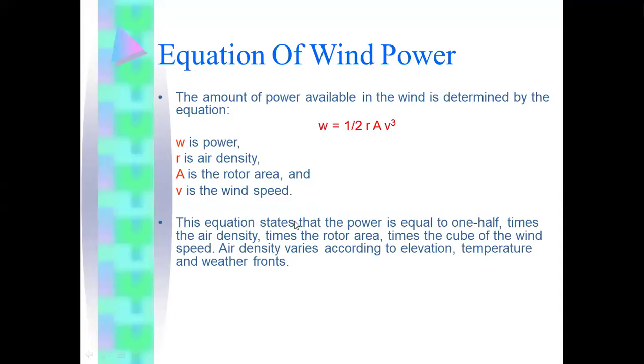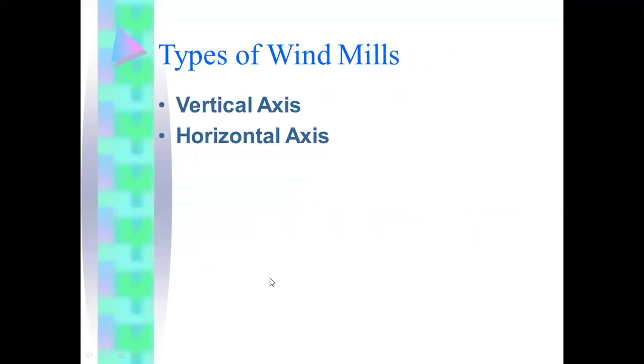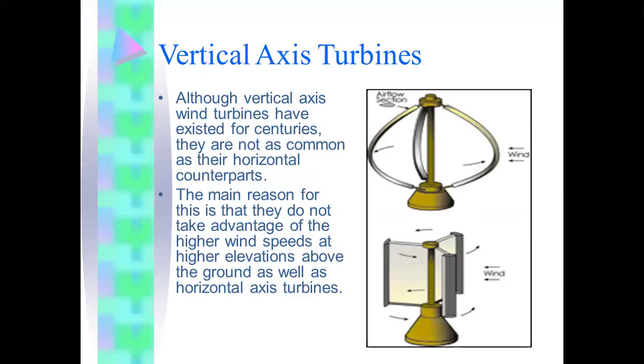This equation states that the power is equal to 1/2 times the air density times the rotor area times the cube of the wind speed. Air density varies according to the elevation, temperature, and weather fronts. Types of windmills: basically there are two types, vertical axis and horizontal axis.